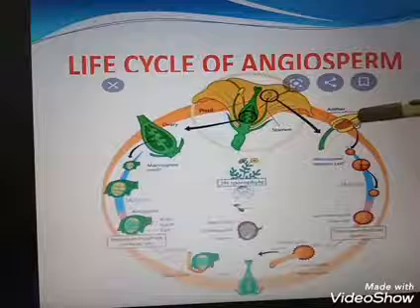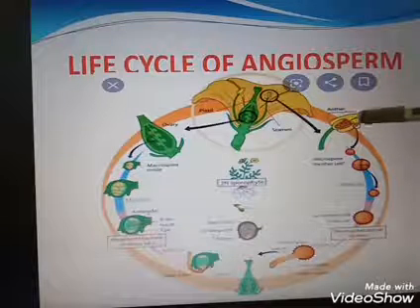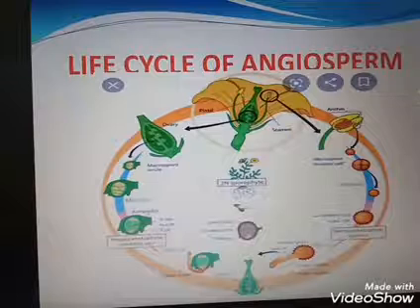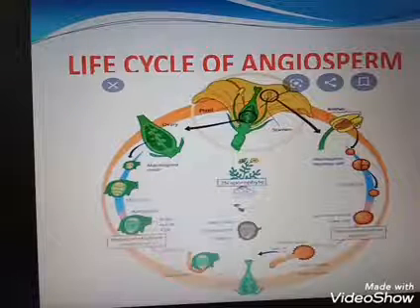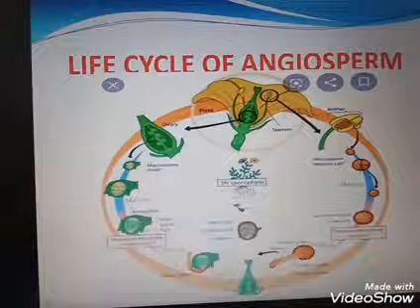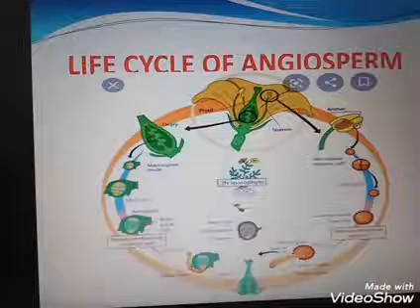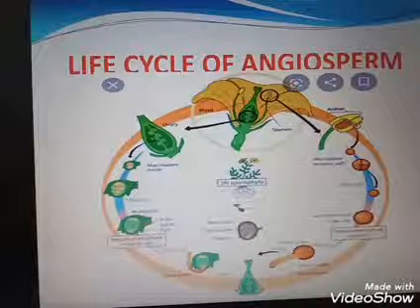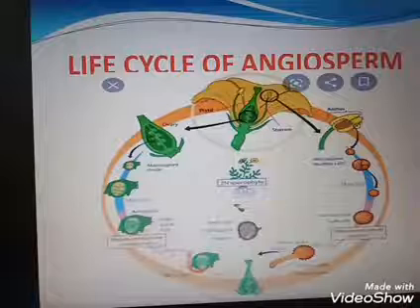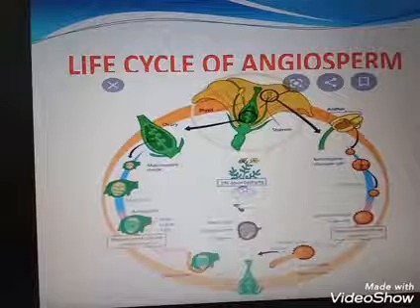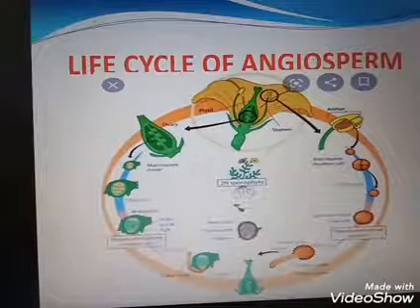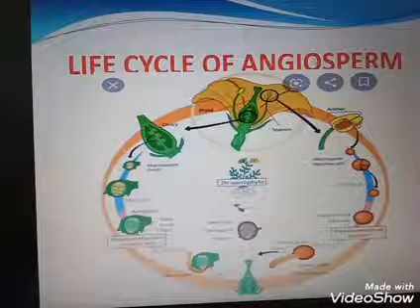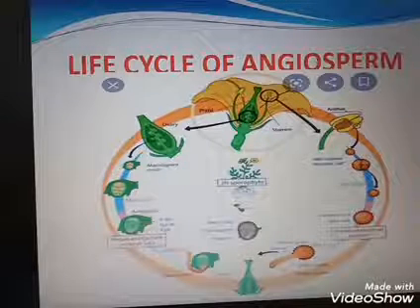The anther contains microsporangia. Four microsporangia are seen inside this anther. These microsporangia produce haploid microspores. Haploid microspores are otherwise known as pollen grains. Clear? So the stamen is the male reproductive part. The stamen has filament, anther, then connective. These anthers are connected by the connective.